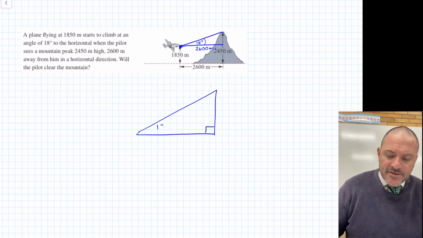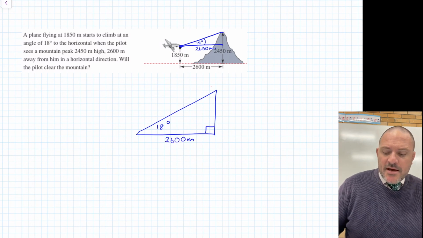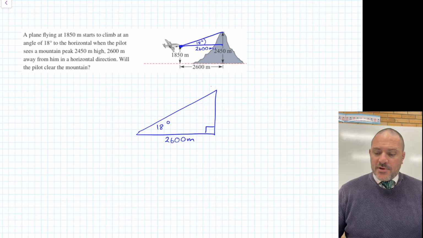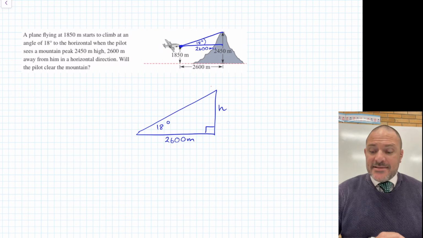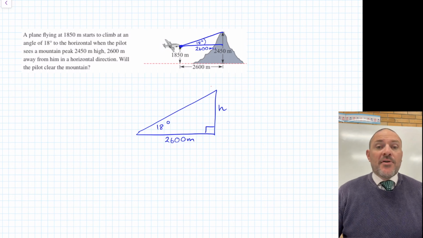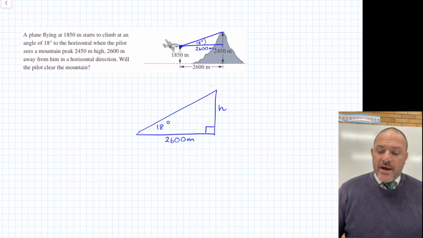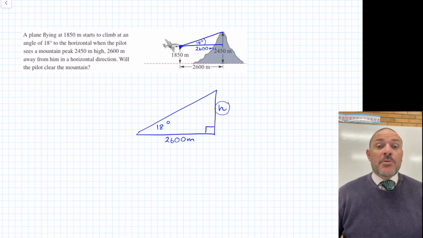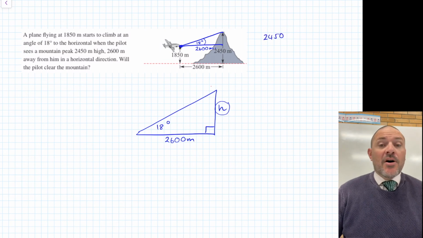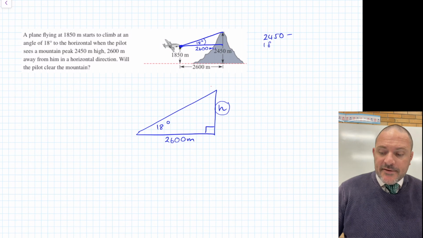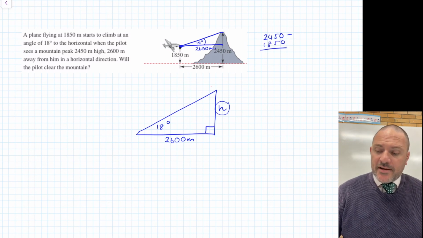Okay, I've got my 18 degrees here. I've got my 2,600 meters here. And what we're essentially looking for is our height here. Now, we can work out what the actual height is in terms of the mountaintop, but we want to make sure whatever this H is here, it's going to be bigger, because the mountaintop, of course, is 2,450 high and we're already 1,850 in the air. Well, let's do it quickly without the use of a calculator.